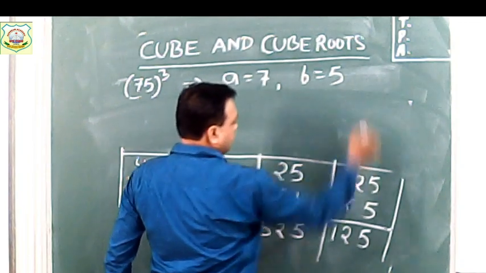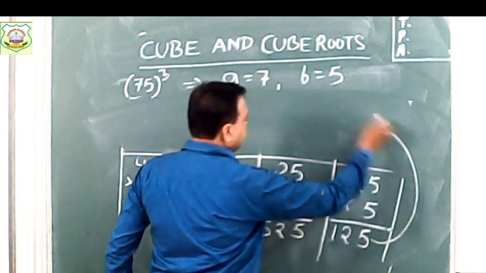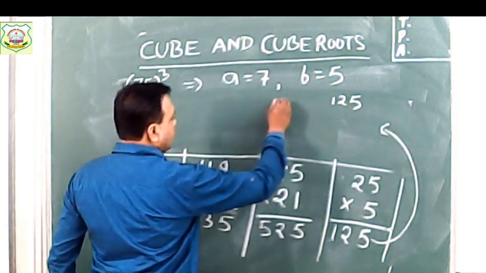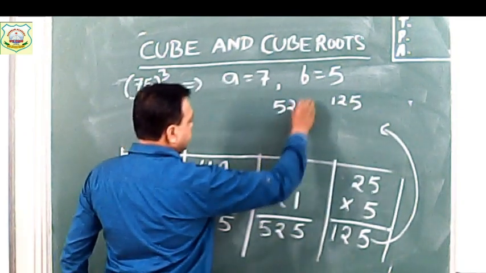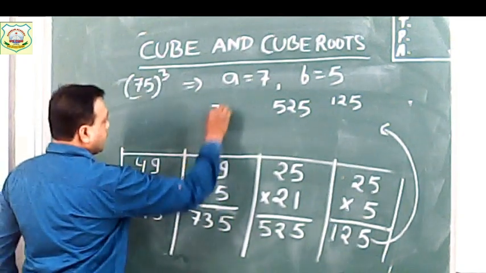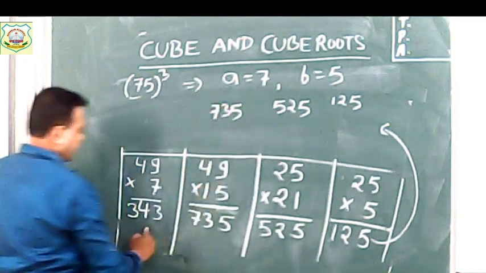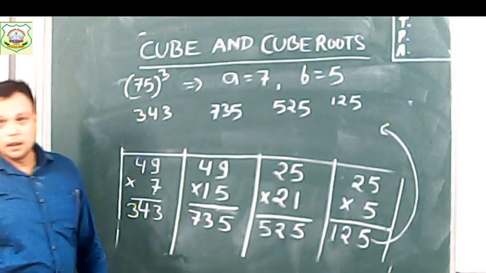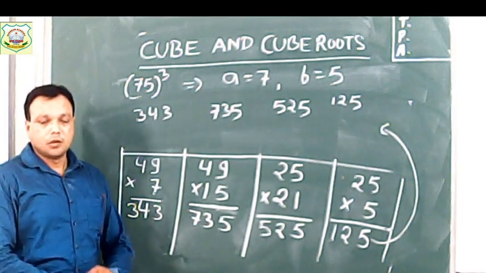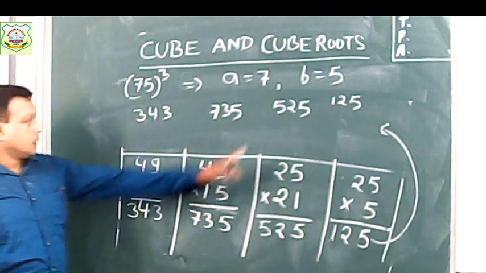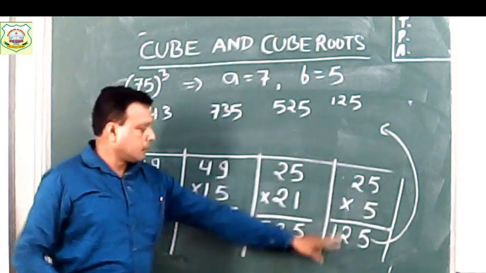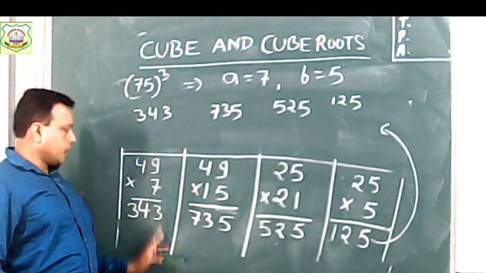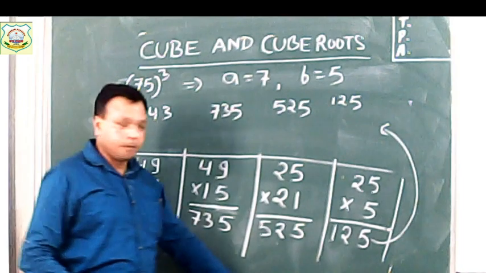What we have got? This is the next step. 125, this one is 525, 735, 343. Look, students, what we have got: 125, this value 525, 735, 343. You can type it downside.